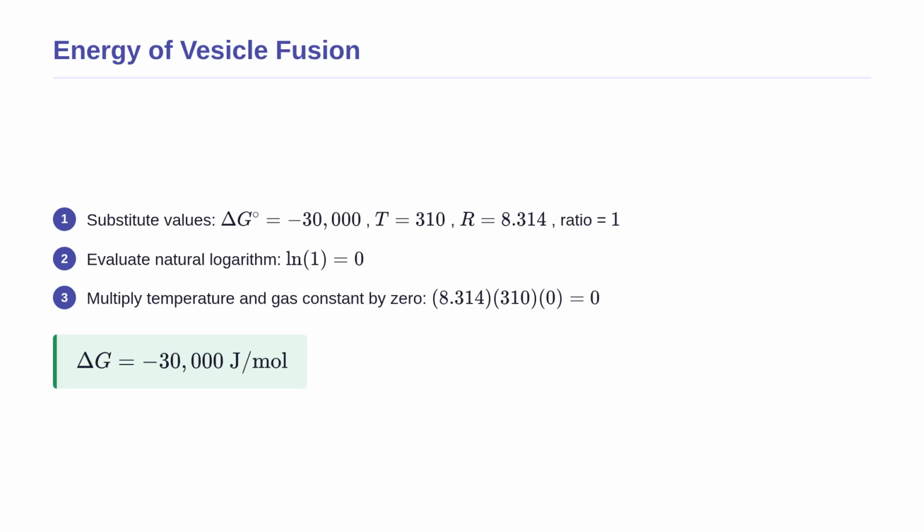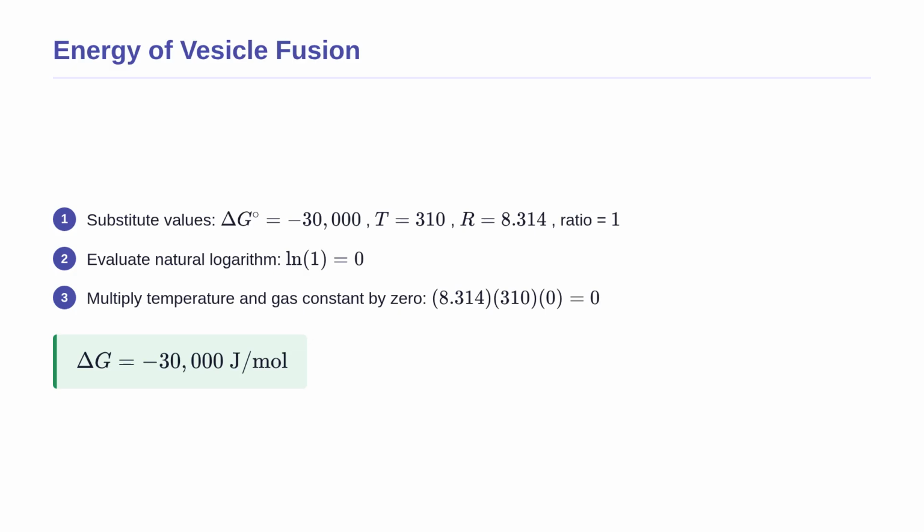Let us apply this thermodynamic equation to a real biological scenario. We want to calculate the energy released when a synaptic vesicle fuses to release neurotransmitters. We are given a standard free energy of negative 30,000 joules per mole, body temperature of 310 Kelvin, and a concentration ratio of exactly 1. We substitute these values into our equation.